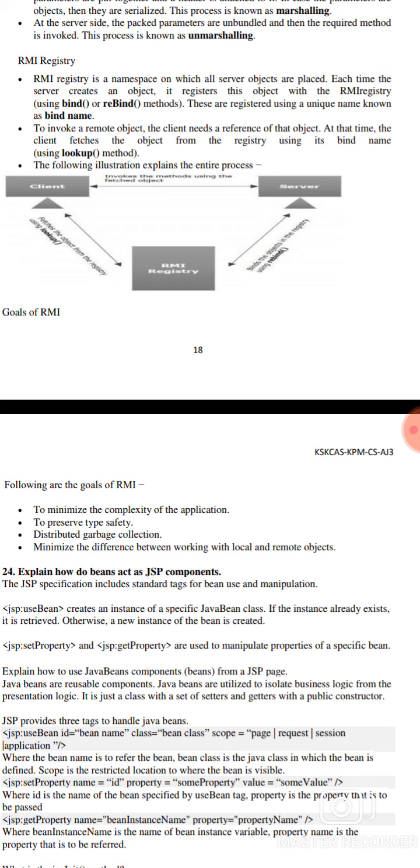RMI registry is a namespace in which all the server objects are placed. Each time the server creates an object, it registers the object with the RMI registry using the bind or rebind method. To invoke the remote object, the client needs the reference of that object. Client, server and RMI registry interact one by one. First, the server binds the object to the RMI registry, then the client looks up the object, and the RMI registry fetches the object for the client.